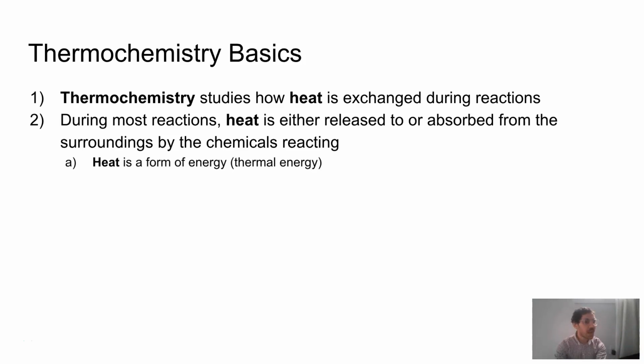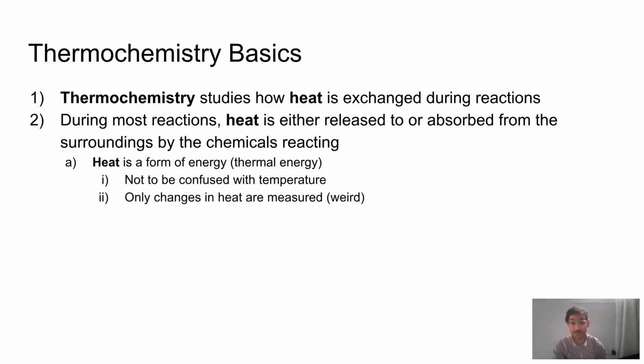So heat, I think, is something that's very interesting, and people mix this up with temperature a lot. They say something is hot, meaning it has a high temperature. But heat in chemistry is a form of energy, and it is different from temperature. It is thermal energy. Giving something heat will cause the temperature to increase. If you take heat away from something, that thermal energy, the temperature will decrease. Again, it is not to be confused with temperature.